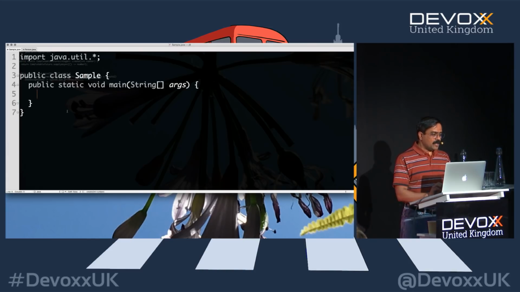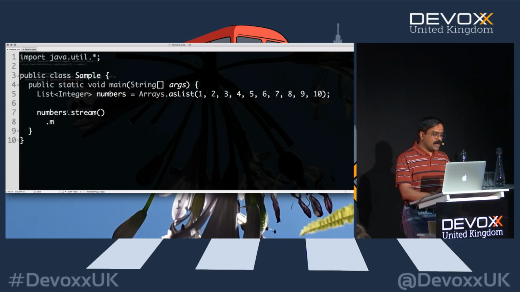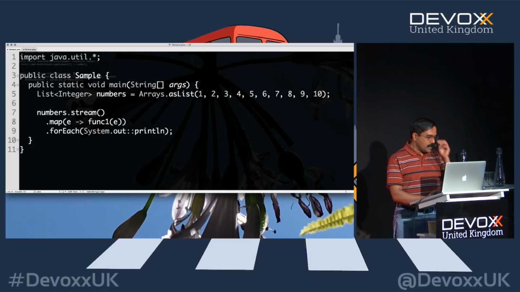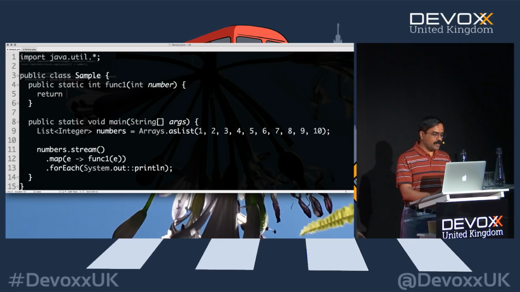Let's think about the Streams API for a minute. I've got a list of numbers 1 to 10, and I want to say numbers.stream, and in this case, I'm going to say .map. And what am I going to do with the map method? I'm going to say take an element, and we will call a function, we'll call it func1, and pass the element to it. Then I say forEach System.out, and we will simply print it, println. So what does func1 do? Well, let's make it extremely simple. So public, let's say static int, func1 takes a number, and what it does is simply return number plus 1. A very simple example in here.